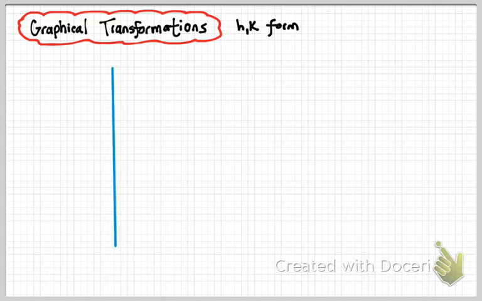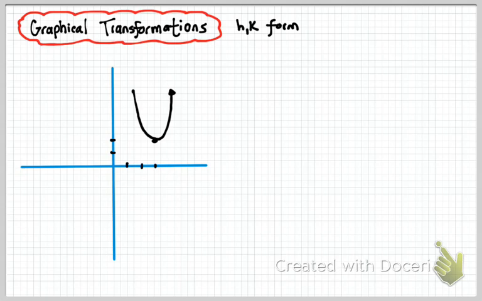I'm going to sketch an XY axis here. We're going to graph a quadratic. Oh, that's bad. Let's try this again. There we go. A little better. Alright, so go ahead and sketch your XY axis. Plot that point.